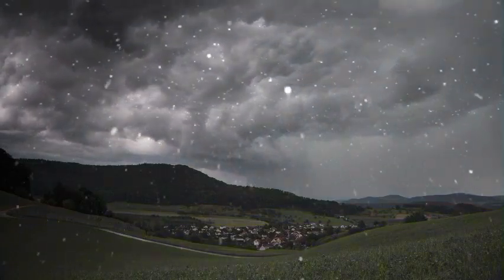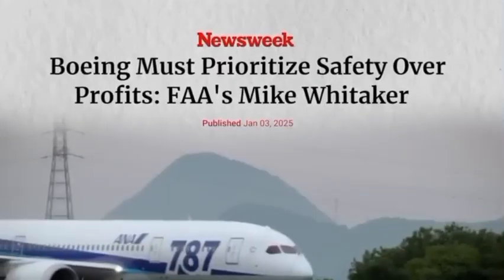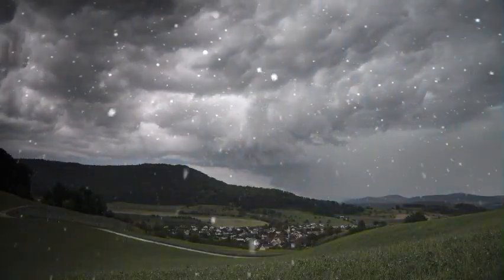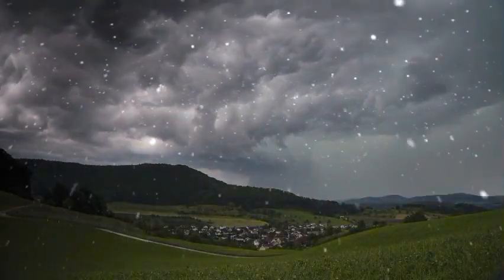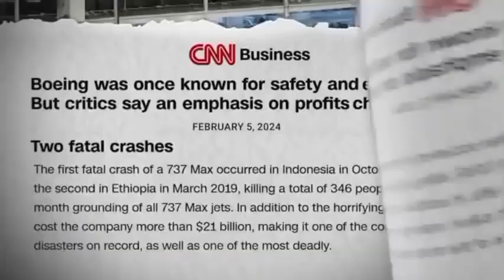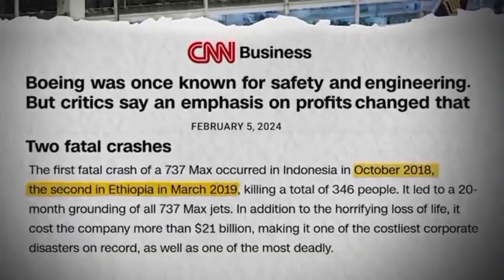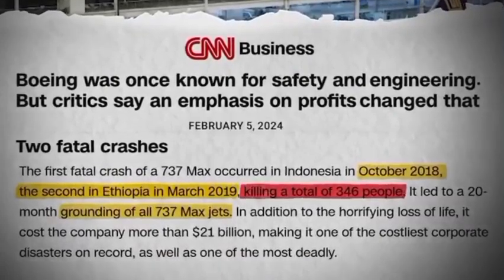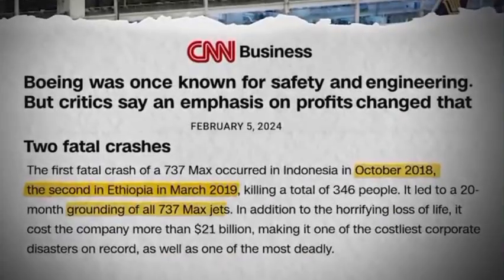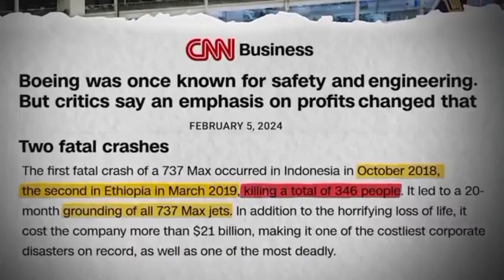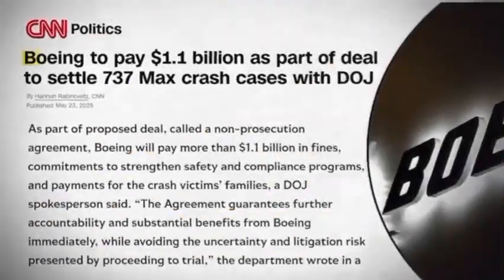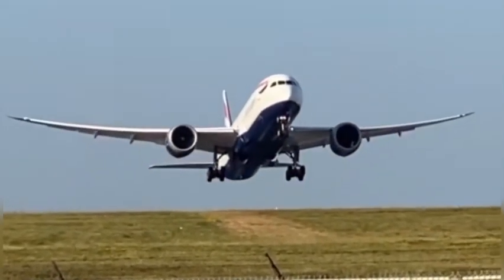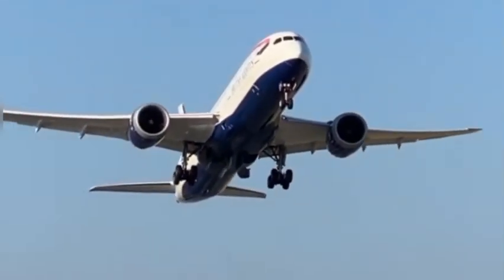Critics from all over the world have been saying for years that Boeing is more concerned about its profits than safety. They look for shortcuts to save money, which leads to plane crashes. Before this, in October 2018 and March 2019, 2 brand new 737 MAX planes of Boeing had crashed, in which 346 people died. In order to avoid legal action in the matter, Boeing had settled $1.1 billion with the US Justice Department. But the question should not only be asked to Boeing, but also to Air India.